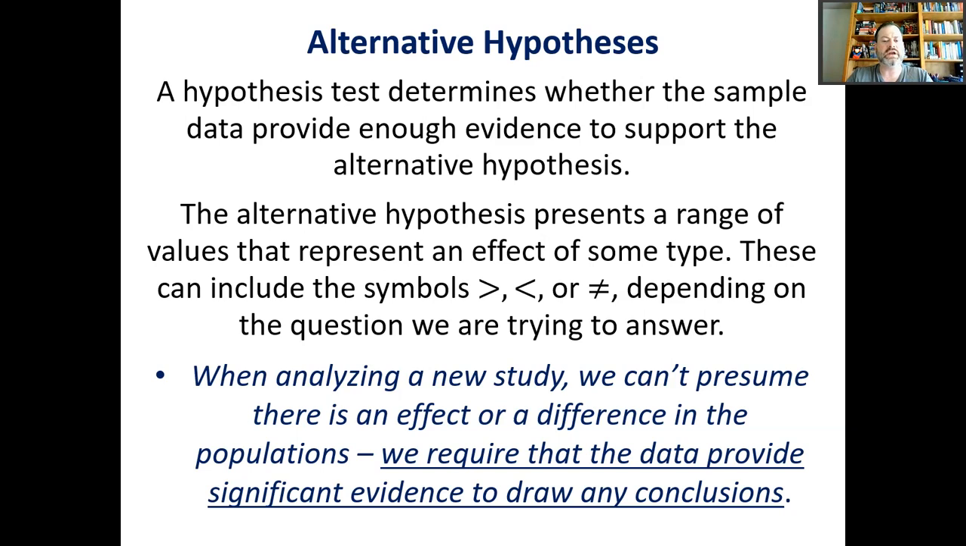So when analyzing a new study, we can't presume there is an effect or a difference in the populations. We require that the data provide significant evidence to draw any conclusions. So just keep that in mind, right? This is what we're thinking the data will show, but we need significant evidence. So the study will say, if it says increased, then your alternative hypothesis will have a greater than symbol. If it says decreased or lowers or less than, then use less than. And if it says equal to or not equal to, use not equals.